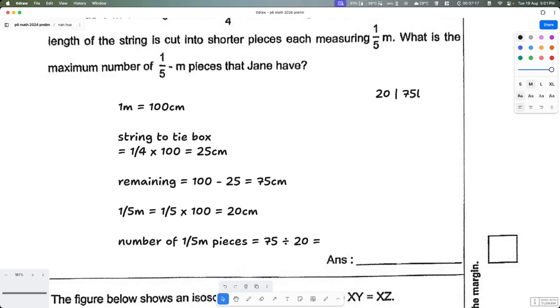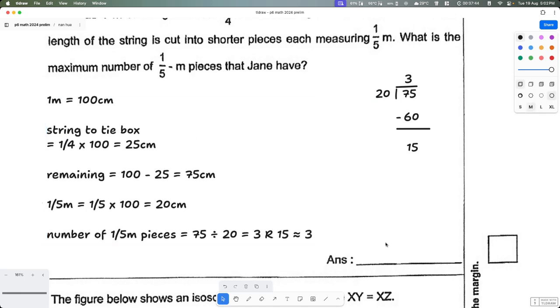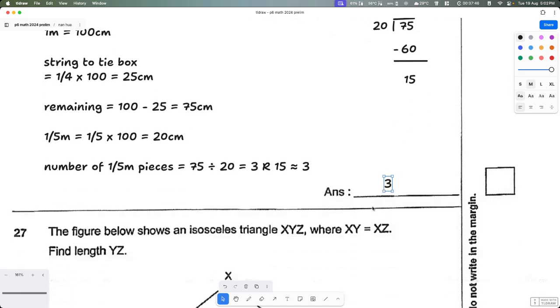In this case it's not very hard. The division is just 60, and then you have 3, and then you have remainder 15. That's it, so you just minus this. So what's the maximum number? It's basically 3 remainder 15, so you just round down to 3. So the answer to this question is 3. There you go. Let's move to the next question.